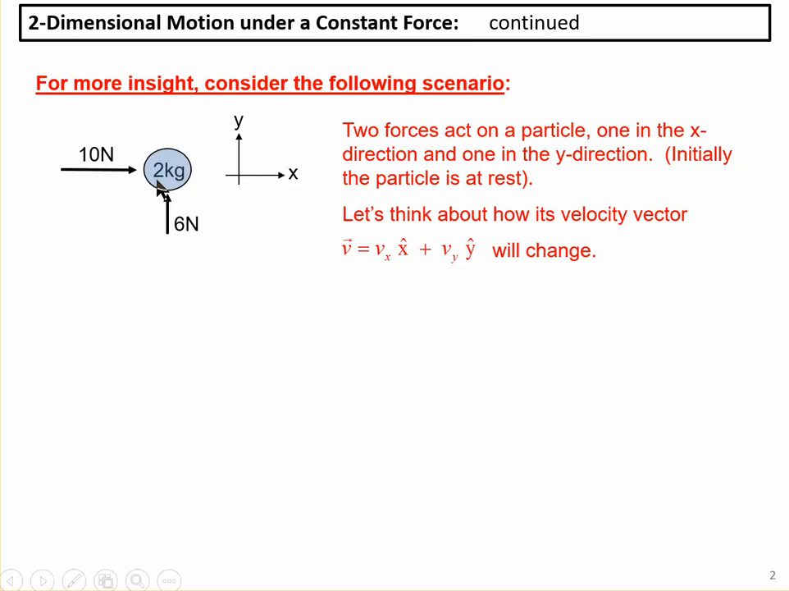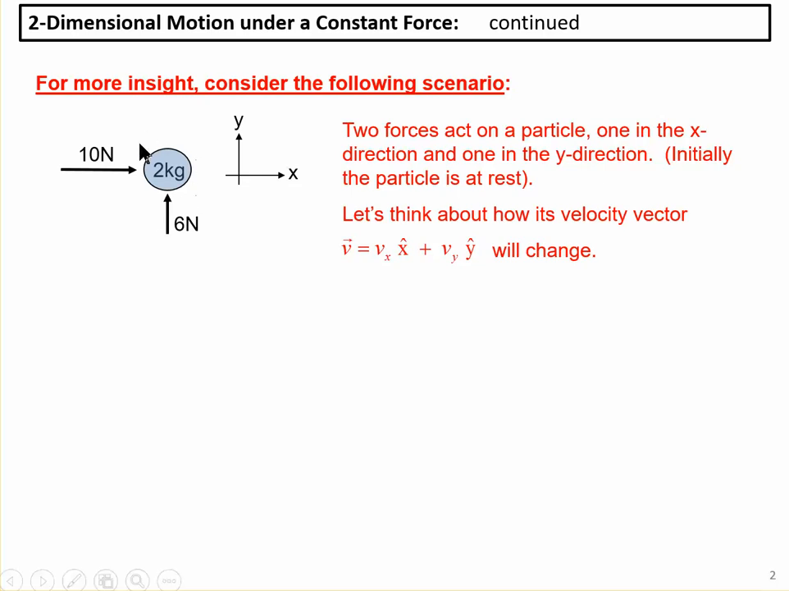Let's think about how this object is going to move, because in particular, the 10 Newton push to the right is going to cause this object to move along the x-axis. But at the same time, there's this 6 Newton force pushing upwards that's going to cause motion along the y-axis. So this particle here is probably going to move both along the x and the y-axes simultaneously, owing to these two forces. So let's think about how we can analyze this.